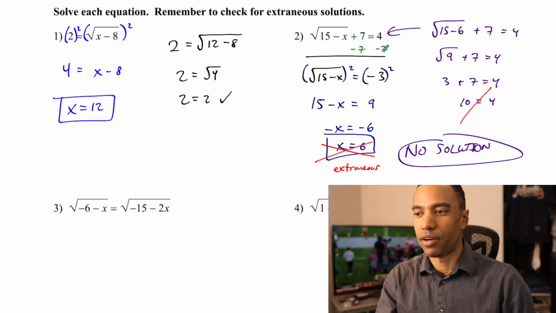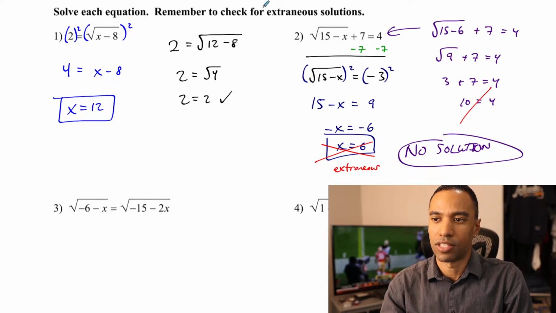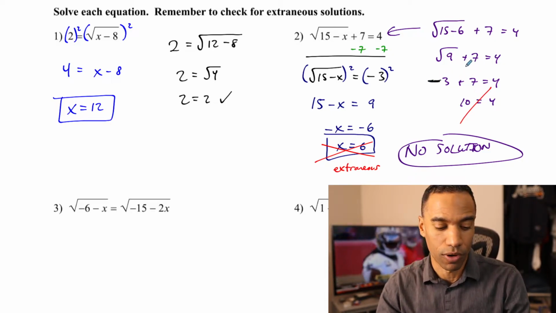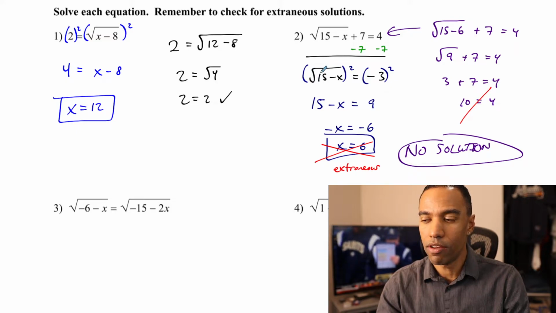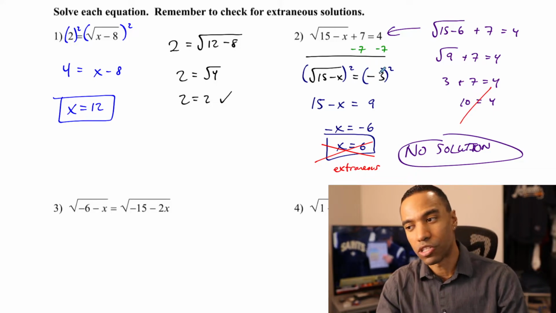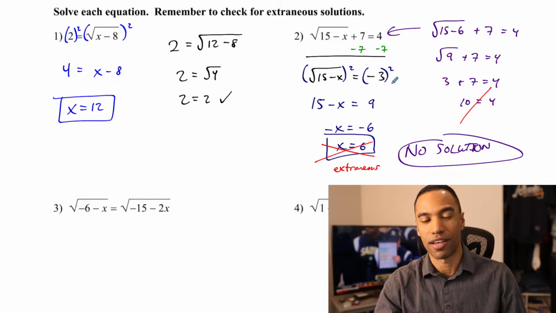Well, what happened here is, consider this. If this was a negative 3, that would have been fine. Negative 3 plus 7 is 4. Because notice here, the square root of 15 minus x equaled negative 3, not positive 3. But when I squared the negative 3, it still became a positive 9.